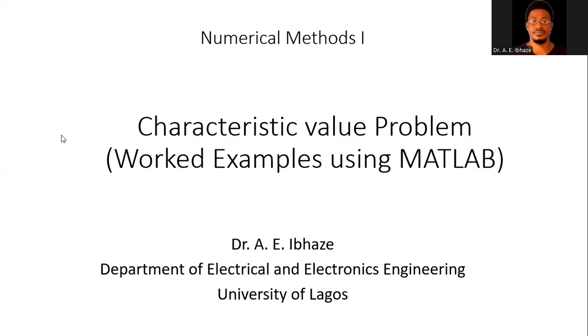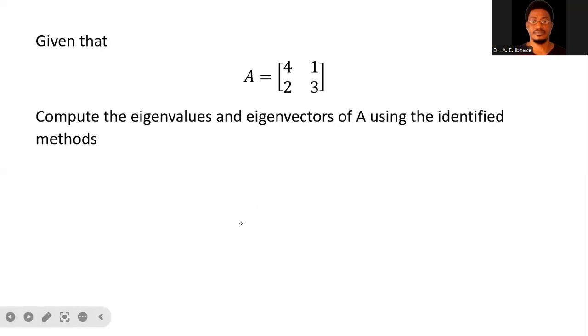Here we'll be addressing the characteristic value problem by solving a simple example. We've been given a system matrix A, and we're asked to compute the eigenvalues and eigenvectors of the matrix using the identified methods. Some of the methods we already identified in our previous lecture.